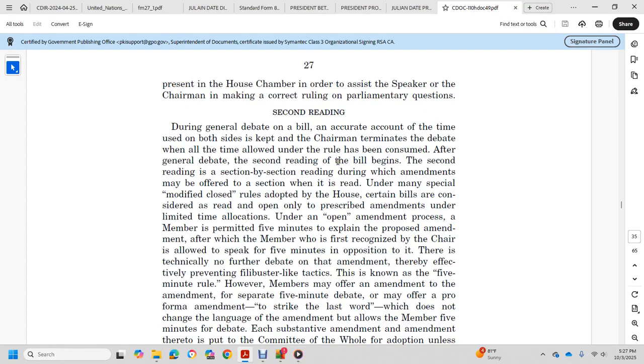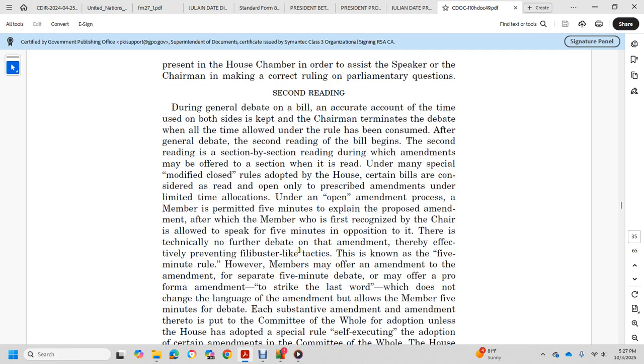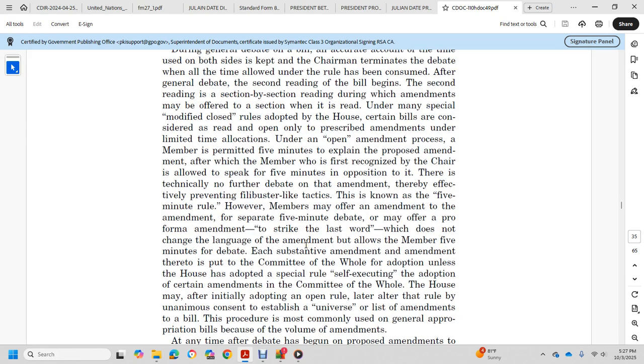There is technically no further debate on the amendment, which has the effect of preventing filibuster-like tactics. This is known as the five-minute rule. However, members may offer a pro forma amendment to strike the last word, which does not change the language of the amendment but allows the member five minutes to further debate each substantive amendment and any amendment thereto.